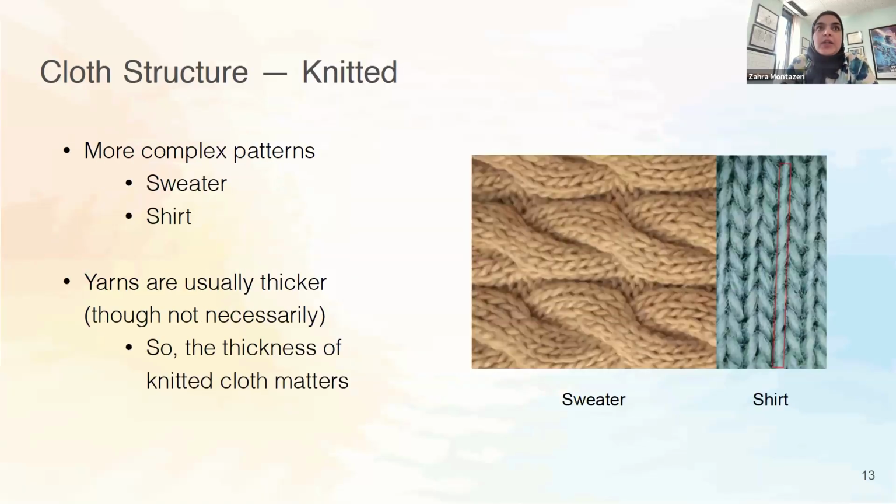And for knitted ones, these are more common in manufacturing, and a lot of shirts and sweaters are knitted. Usually the yarns are thicker in this type of fabric, and that's why the thickness of the yarn is another parameter that we have to be able to digitally tweak.